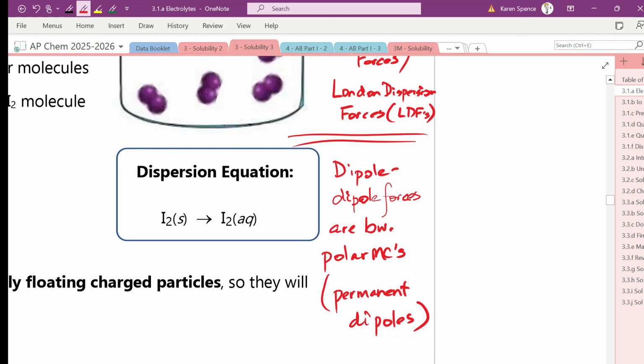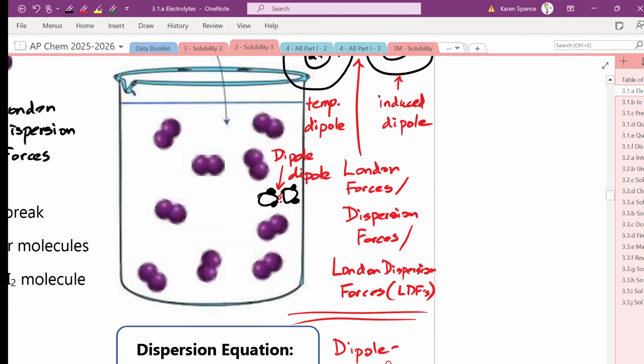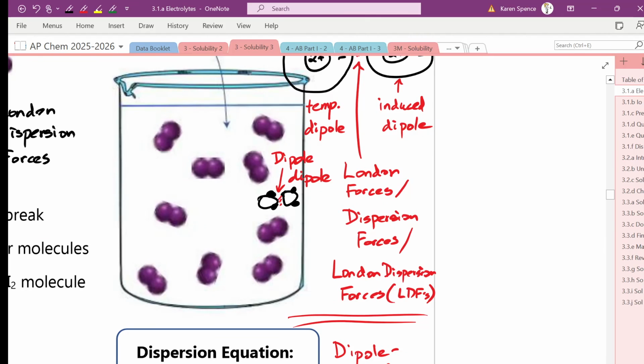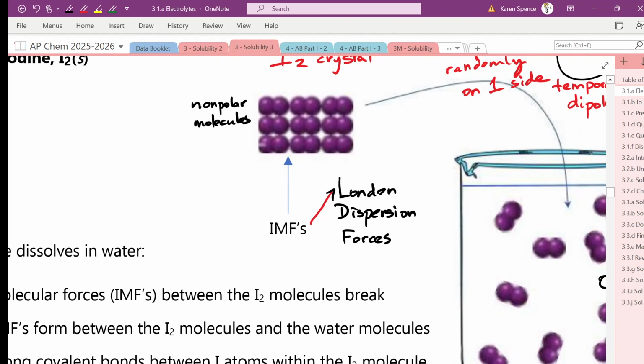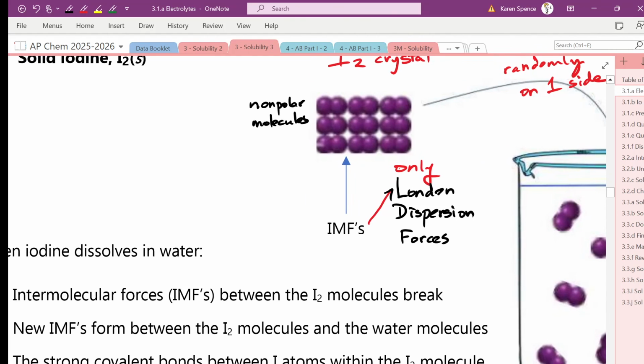Now, are there any other attractive forces between the water molecules? There are London dispersion forces, because London dispersion forces occur between everything, okay? It just so happens that in I2, it is the only IMF. So when you have nonpolar molecules, you only get LDFs.